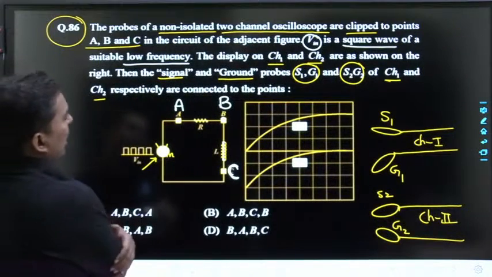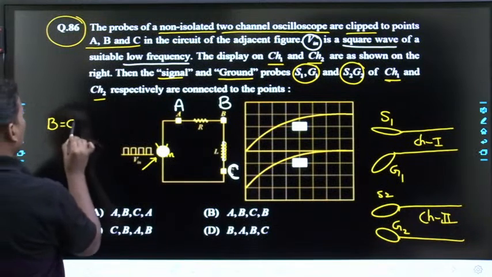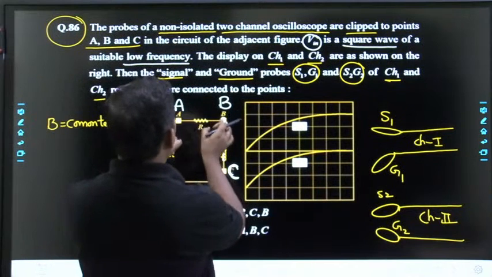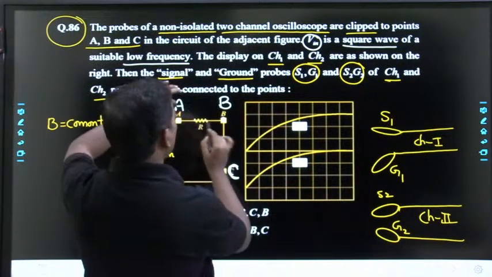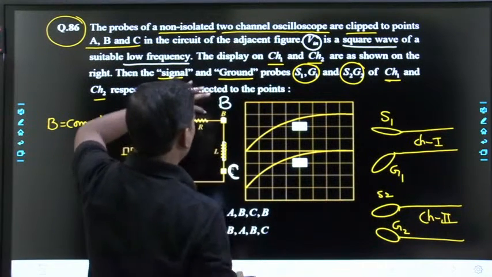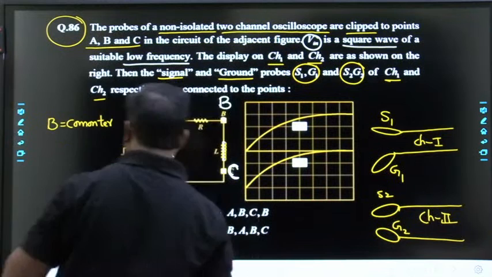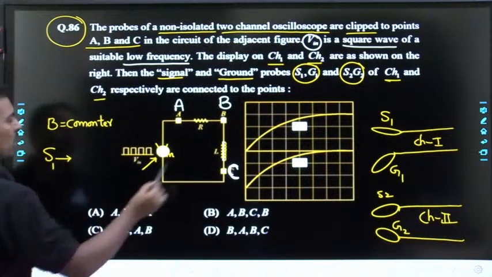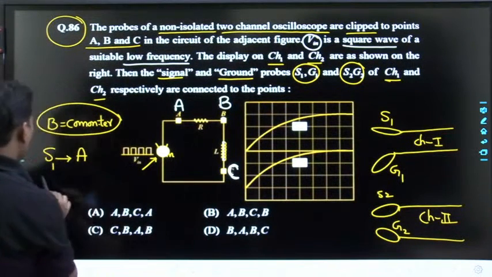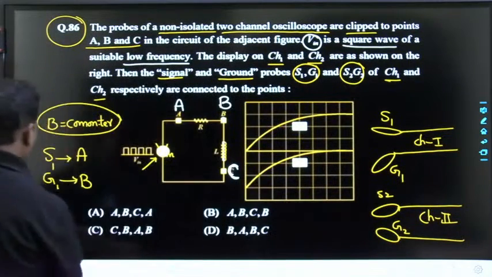No. If you see here, B is the common terminal. So, you want to see the signal across the R, that means at A and B. So, A is connected to S1, B is grounded. Next, C is connected to S2, B is grounded. Then I can see the voltage waveform at the R and voltage waveform at the inductor. So, S1 should be connected to A and B is the common terminal. So, G1 should be connected to B. Next, S2, G2. S2 should be connected to A.